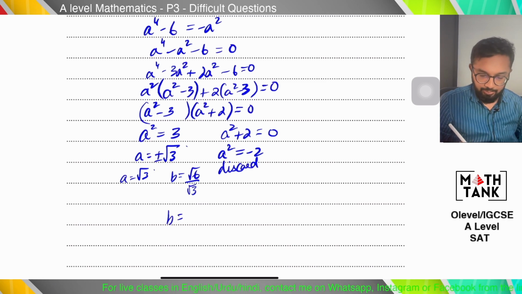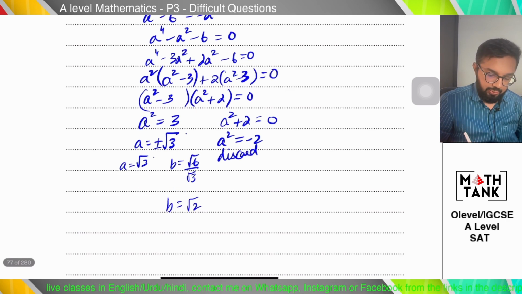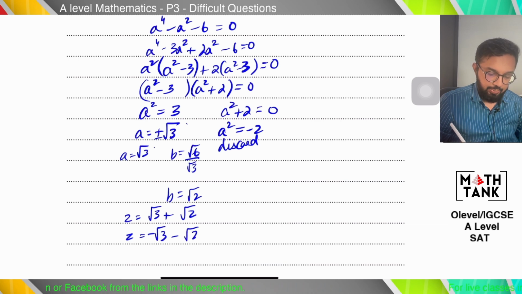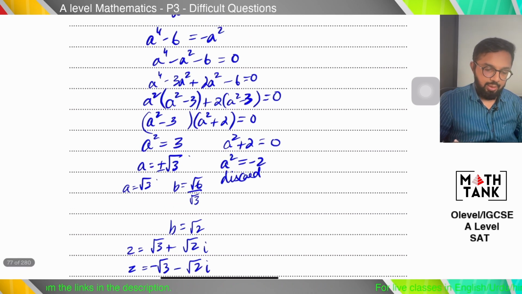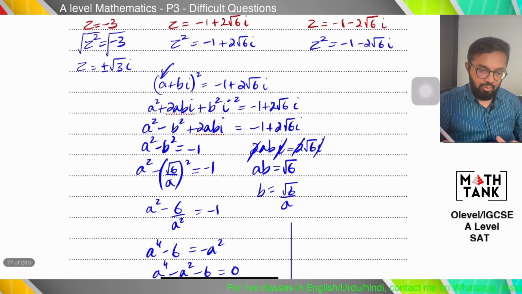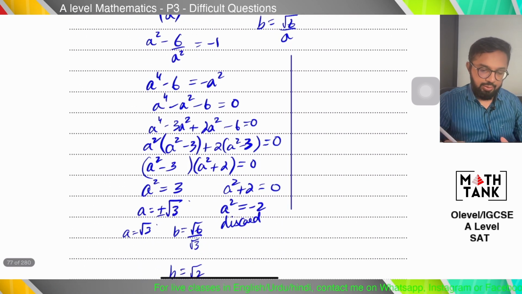b equals root 2. So my value for z will be root 3 plus root 2i. And when a is negative, root 3 minus root 2i. Okay, i is going to come up here. Then for the other complex root that I had, I'm going to do the exact same thing.